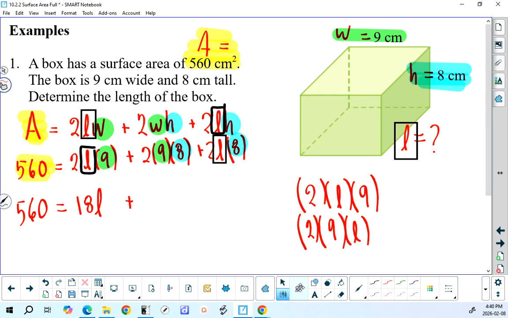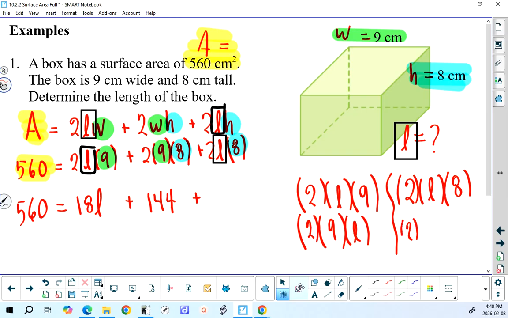Can we write something simpler for 2 times 9 times 8? Well, yes, we can take our calculator and go 2 times 9 times 8. You should be following along and doing this. I believe you're going to be getting 144. Can we write something simpler than 2 times L times 8? Well, yes, because 2 times L times 8 is the same thing as 2 times 8 times L, and 2 times 8 is 16, so we get 16L.